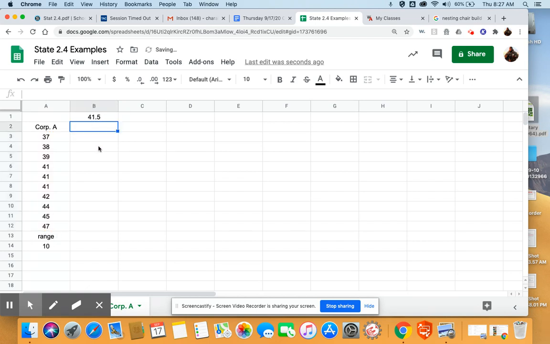We got an average in this data set of 41.5. We want to calculate variation or deviance. We want to calculate how much each one of these data values differs from the mean. So the easy way to do that is type equals your data value minus your mean, 41.5. We get negative 4.5 for the first one.